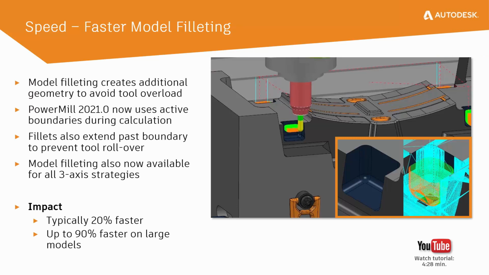So if you're working on a very large mold and you've got a boundary for a very small feature, whereas in PowerMill 2020 it would have ignored that boundary and created fillets for the whole model, in 2021, it limits the calculation to just the boundary area. So that's potentially saving you huge amounts of time, maybe up to 90% on large parts. So you can see that there's some significant performance gains here, but we've also improved the choice within the model filleting functionality so that this strategy is now available for a broader range, in fact, all 3-axis machining strategies that PowerMill offers.